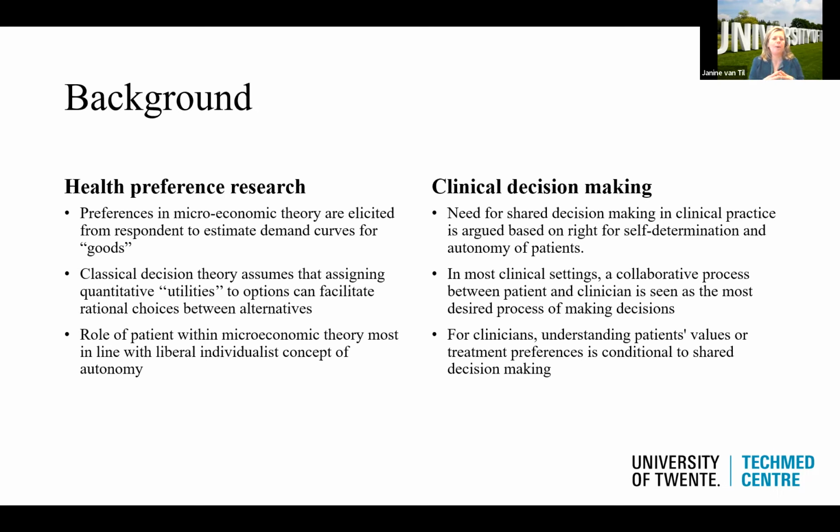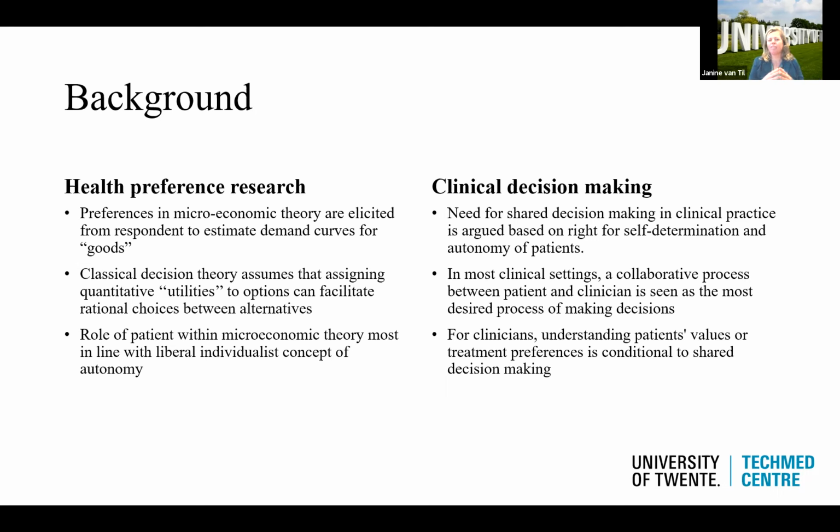As I see it for this work, I think most of us are familiar with health preferences research. And within the microeconomic theory, these preferences are elicited from respondents to estimate demand curves for goods. And in healthcare, we use that to estimate preferences for health-related goods. With these utilities and in combination with classical decision theory, we assume that by assigning these quantitative utilities to options, we can facilitate rational choices between alternatives and help people make better decisions.